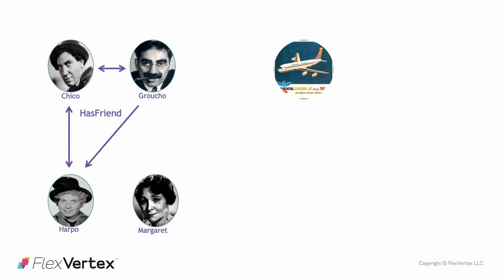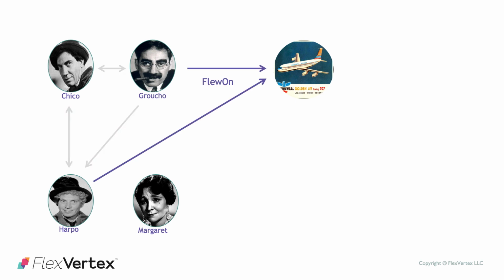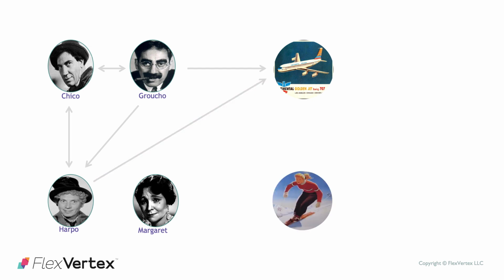Let's introduce another type of vertex, one dedicated to a particular flight. As it turns out, both Groucho and Harpo flew on this flight, so we've created one-way edges that depict this relationship as flew on. Now, let's imagine yet another type of vertex, one dedicated to hobbies. In this case, we've created an instance of a hobby vertex and called it skiing. Both Groucho and Margaret have an interest in skiing, even though they have no friendship relationship between them.